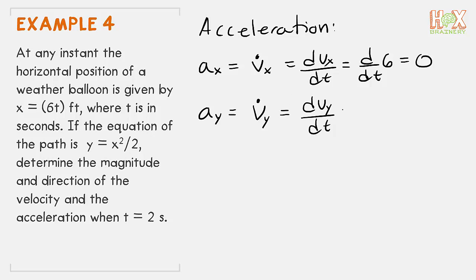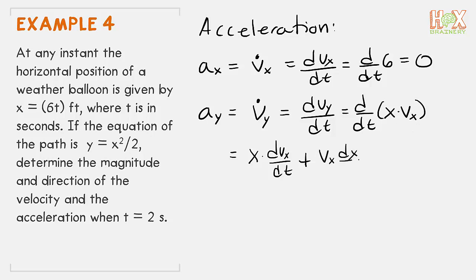And earlier we saw that v sub y is equal to x times v sub x. So I have a product here, so I'm going to use the product rule. I'm going to keep x as it is and take the derivative of v sub x, so I'm going to have d v sub x over dt. And then I'm going to add on, keep v sub x and take the derivative of x with respect to t. So I went ahead and used product rule. Now x is fine, I'm just going to leave that as is.